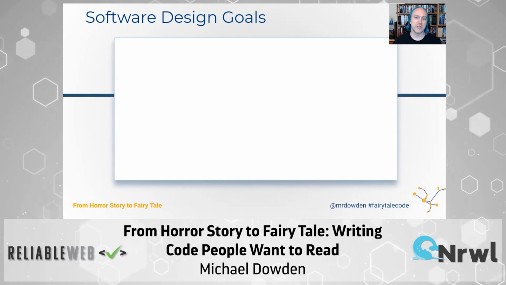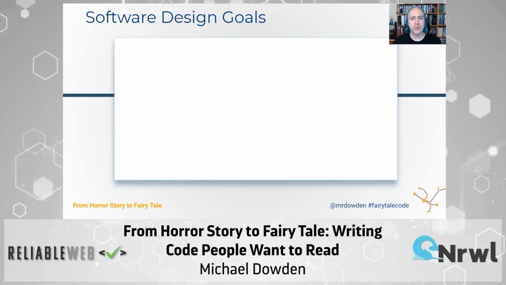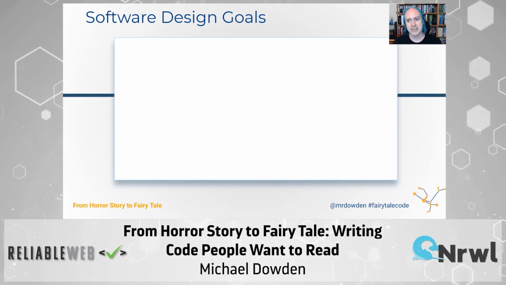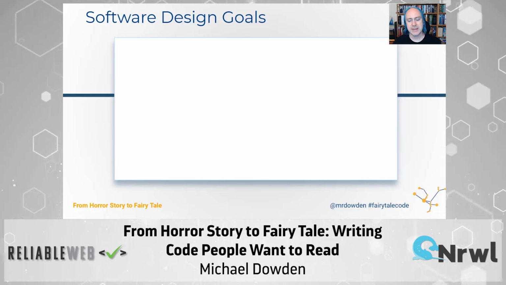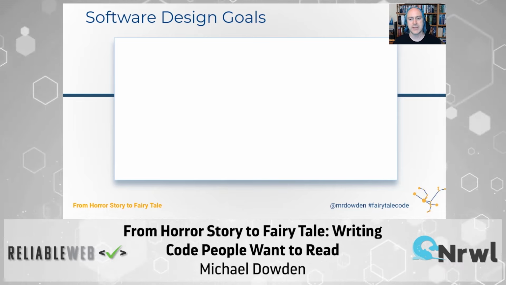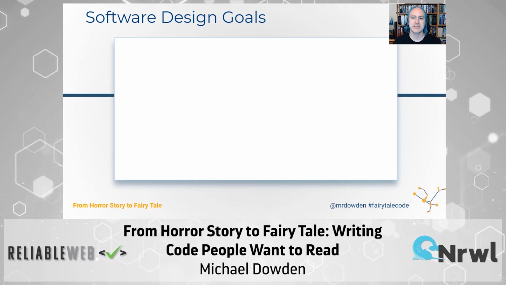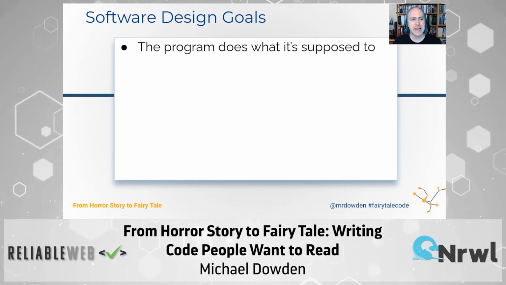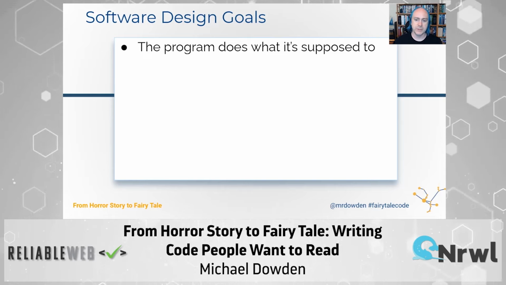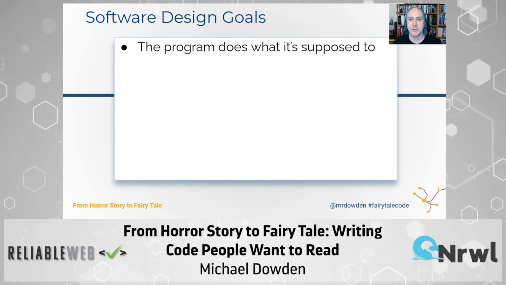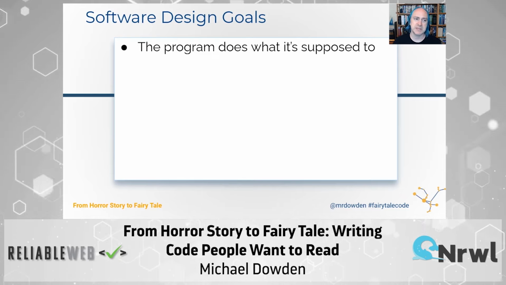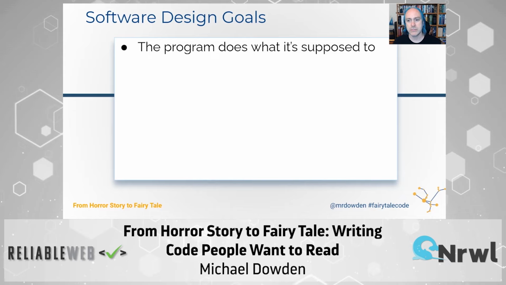When we're writing software, there are always software design goals that are maybe implied and not explicit. Some things that we need to do, but we don't always discuss that we need to do, if that makes sense. Some examples of this are that the program does what it is supposed to do. That seems to be pretty straightforward, but it's not always something that we explicitly state as a software design goal.